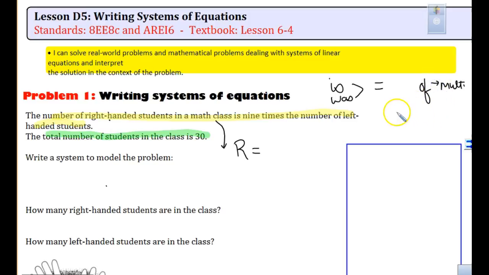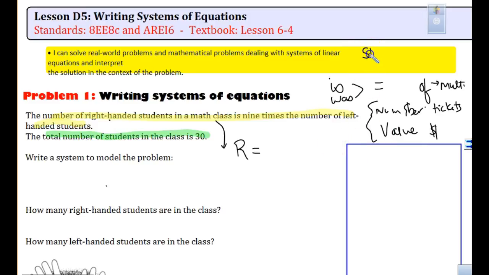Another thing when you're writing systems is a lot of times you might have one equation that deals with the number of something. So when you think of your two equations, one is going to deal with the number of maybe tickets or the number of people or the number of something, okay? And then the second one deals with the value, like how much it's worth, okay? So the dollar value.